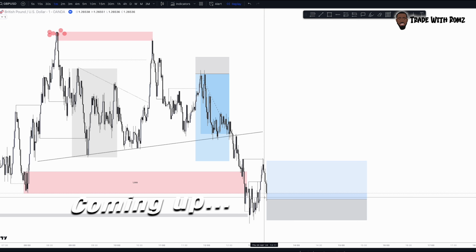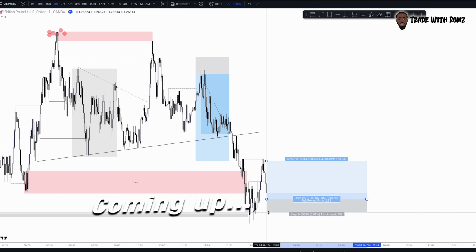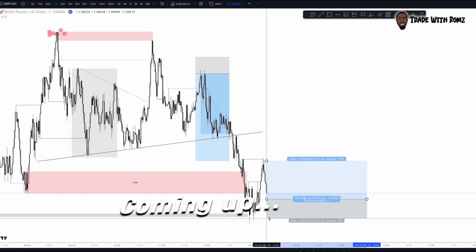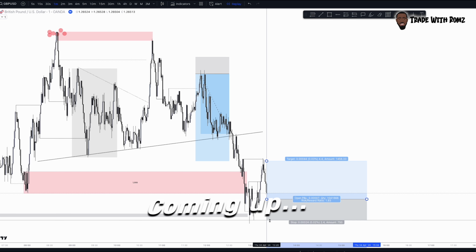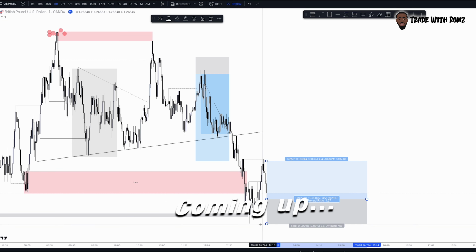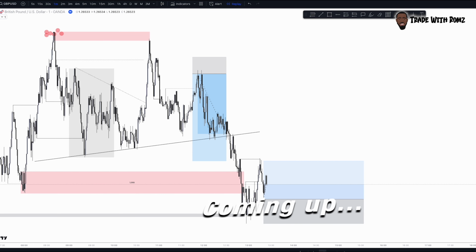Because I was watching this play out, price beautifully comes into the M1 imbalance fill. Could even be aggressive and put a stop loss there if you really wanted to. I wouldn't do that personally. This is a fine stop loss. So if you're going to be really safe, 2.8 pip stop loss. Play on, and look.